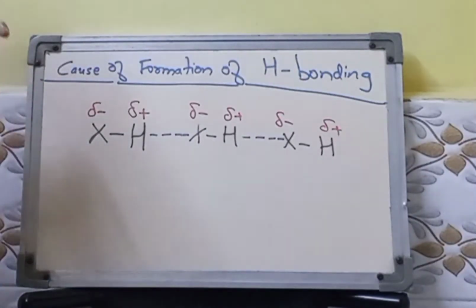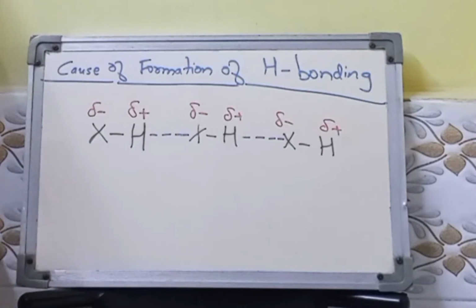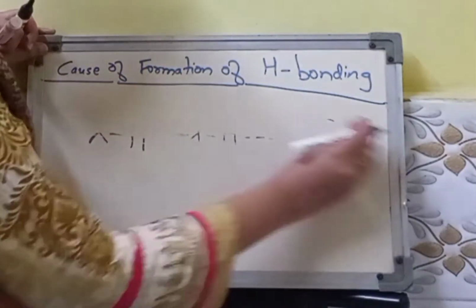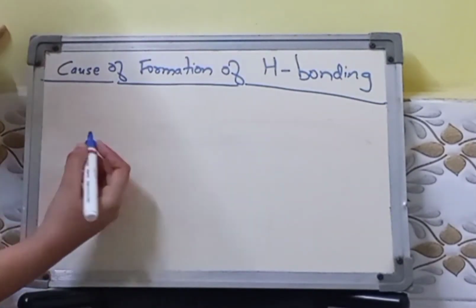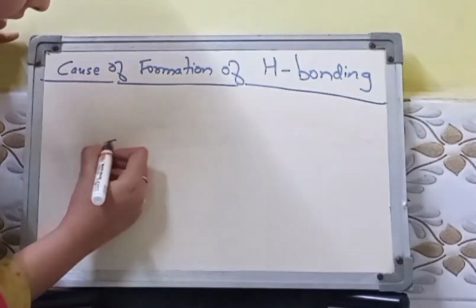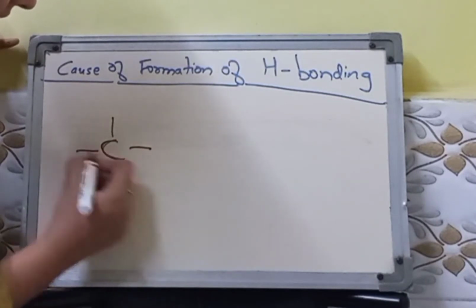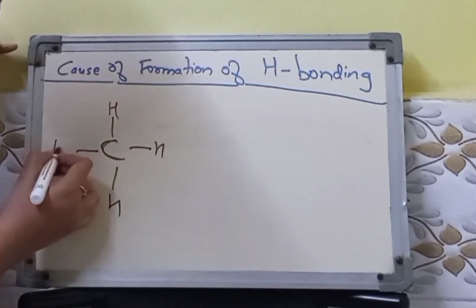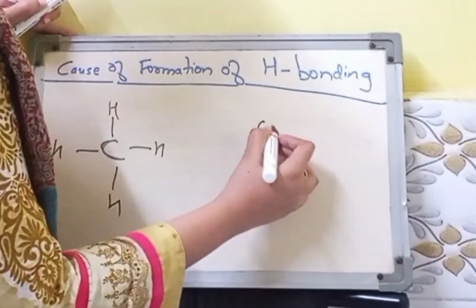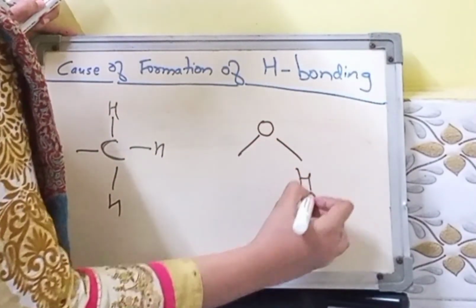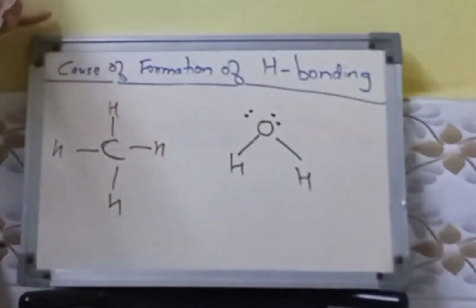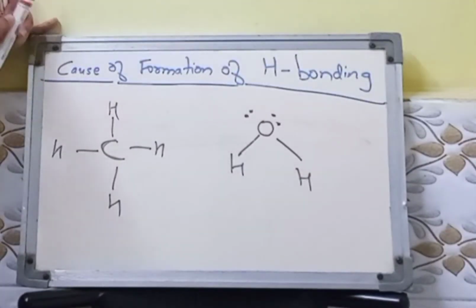Now let's come to the first one. Why is water liquid and why is methane gas? Let me draw those structures again. First one, methane. So C, and you have four covalent bonds, that is CH, CH, CH, CH. And you have the water molecule. So you have H, you have H. Oxygen has two lone pairs, so there is a high electron density on your oxygen.